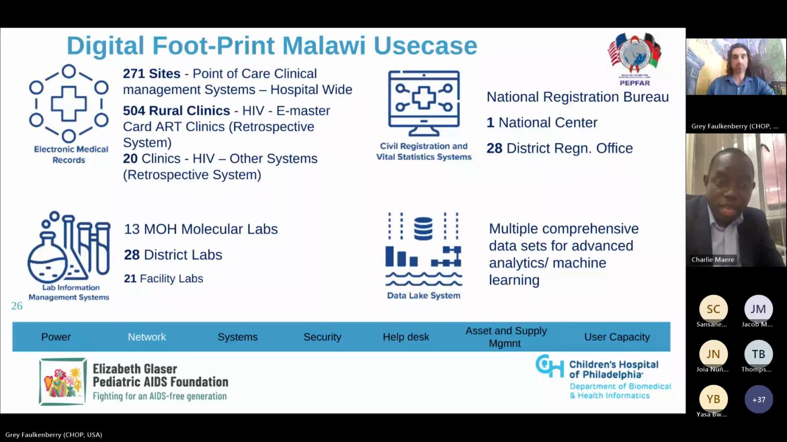And then for these systems to run, we actually support the activities in blue there, where we provide support for power, network, system administration, security, help desk, asset management, and user capacity. And that's the training which we provide nationwide in all these over 700 something facilities, where there is a lot of knowledge which we have imparted, and also we have pivoted the Ministry of Health in Malawi. Go next slide.